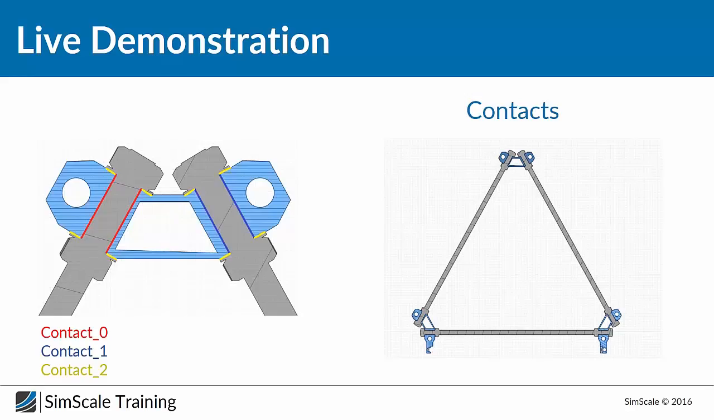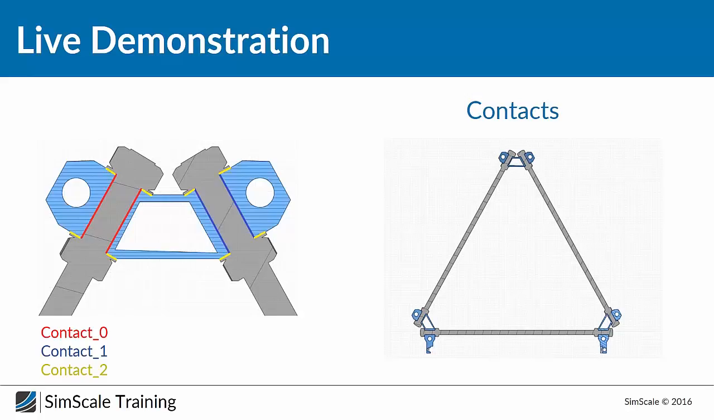Sometimes it's a question of philosophy. In this case, for example, I would say that definitely the rod should be the slave, and you should choose these faces as the master faces, which are, let's say, deforming more, moving more.